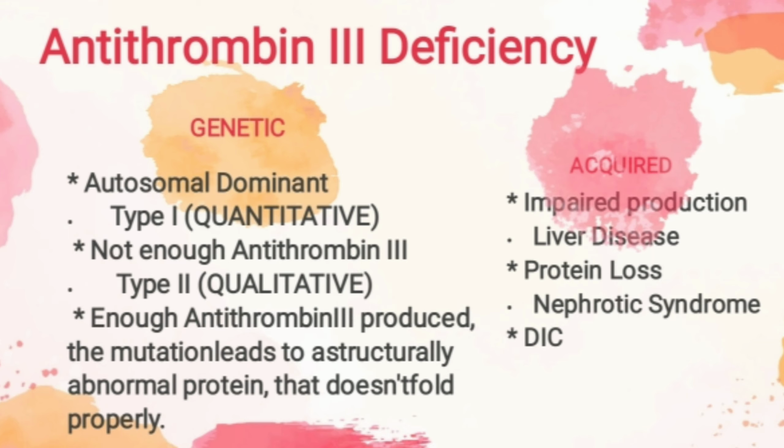In genetic causes, it occurs via an autosomal dominant inheritance pattern, and they are further divided into type 1 and type 2 disease. With type 1, there is a quantitative defect, so the person doesn't make enough antithrombin III. In type 2 disease, there is a qualitative defect with antithrombin III, so while enough of it is produced, the mutation leads to a structurally abnormal protein that doesn't fold properly and therefore can't do its job right.